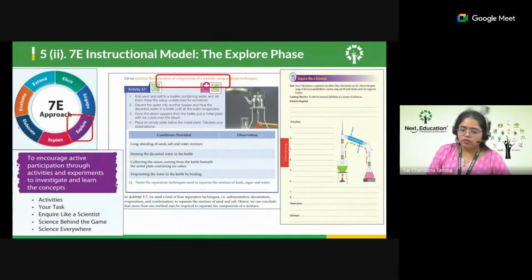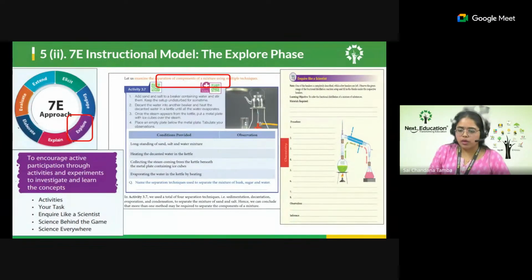So here we have followed the format of research based analysis, that is first to draw the learning objective, then to know the materials required, then do the procedure, observation and inference. So this is the general format which anyone who does a science experiment follows.